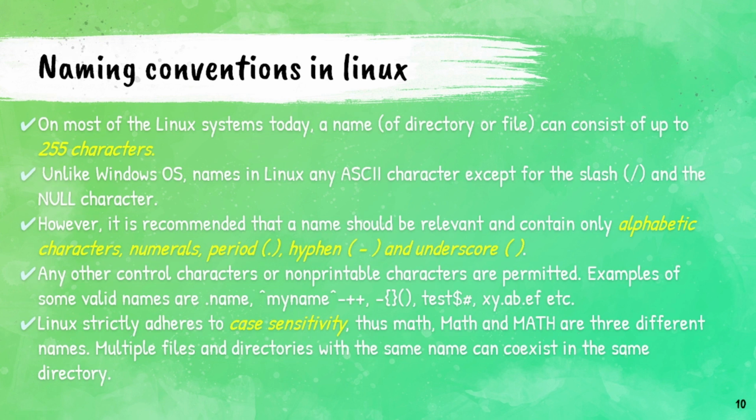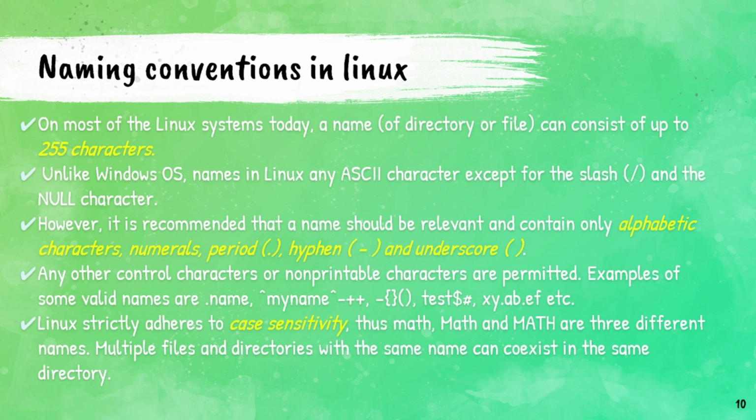Now naming convention in Linux. While creating any object like a directory or a file in Linux, we have to follow certain rules. A file name or directory name can be up to 255 characters long. Remember it, 255 characters long. Unlike the Windows operating system, names in Linux can contain any character other than 2 characters. First one is slash, which is reserved for the root directory. Slash is also used as a directory separator. And the second one is the null character, which is used to indicate the end of the string.